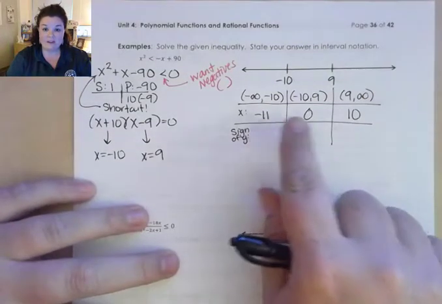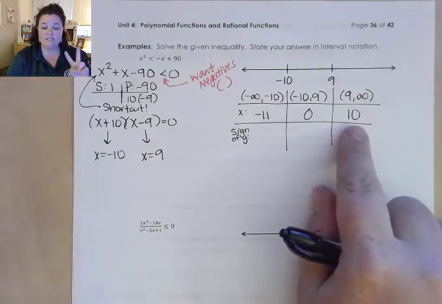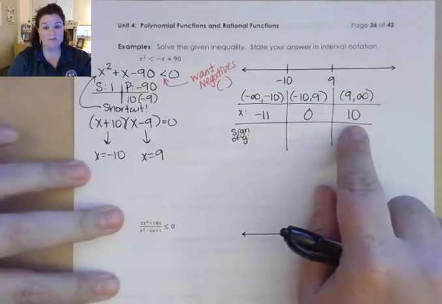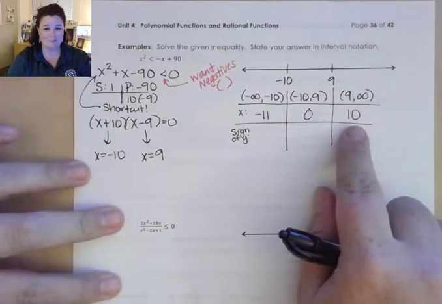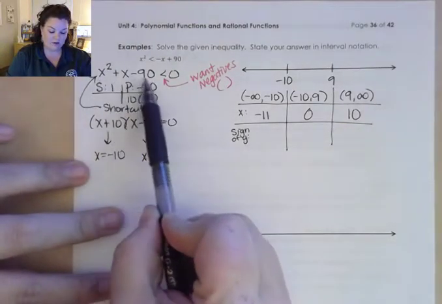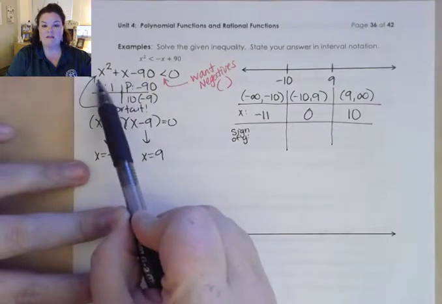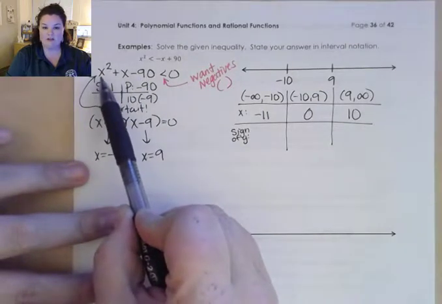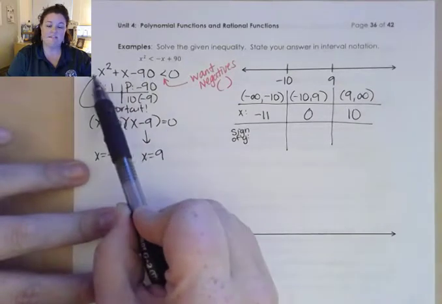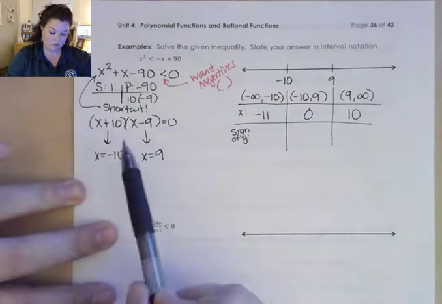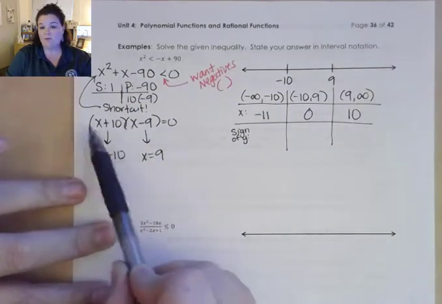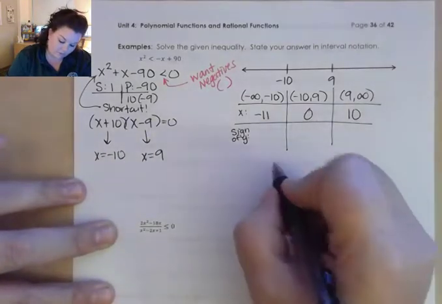Okay. So now that we have our test values, there's two places that we could plug these in potentially. It doesn't matter to me which one you do, but it's very important that you plug it in one of these two places. The first place that you could plug it in is your function once you get everything on one side. So you could plug it in right here to your x squared plus x minus 90 and see if this ends up positive or negative. Or you can plug it into the factored version, okay? I prefer to plug it into the factored version.